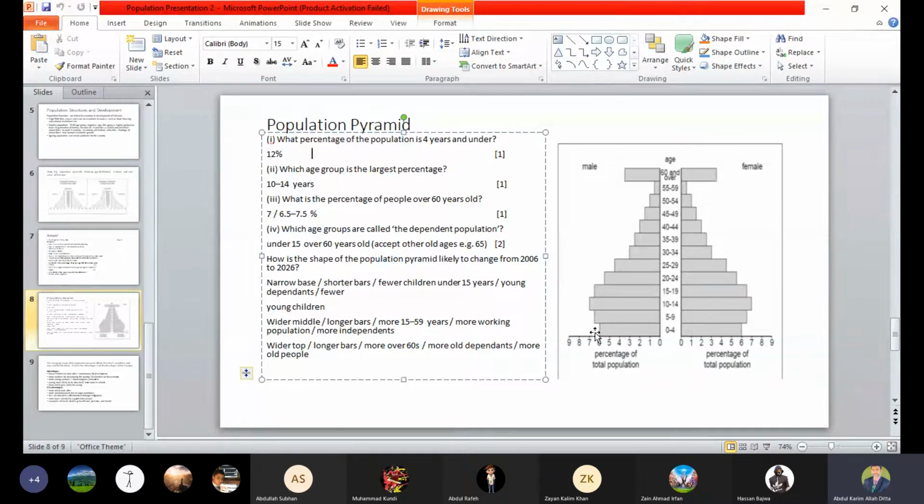Check between males and females. Sir, male is 6, female is 6, so 12. 6 plus 6, that is 12, beta.